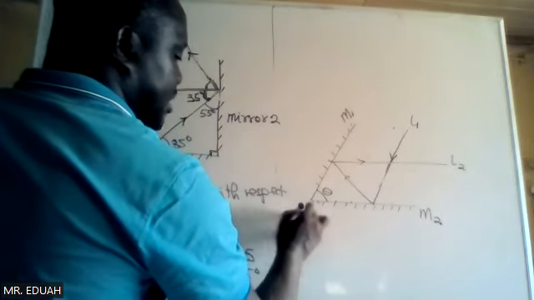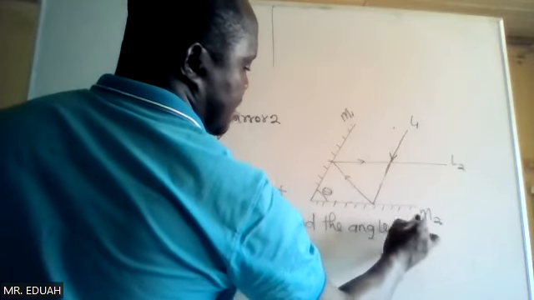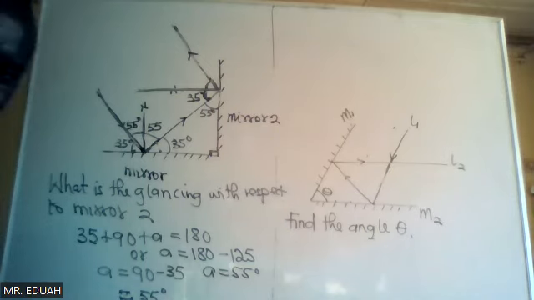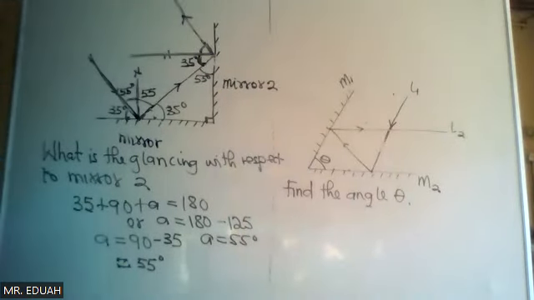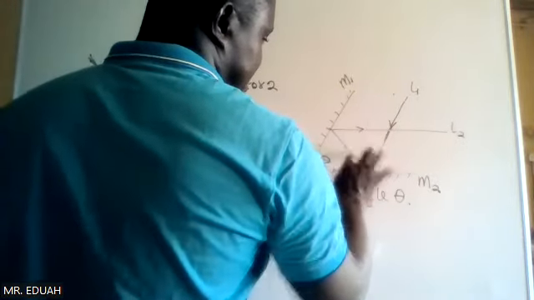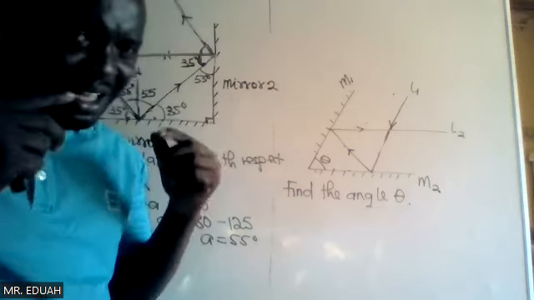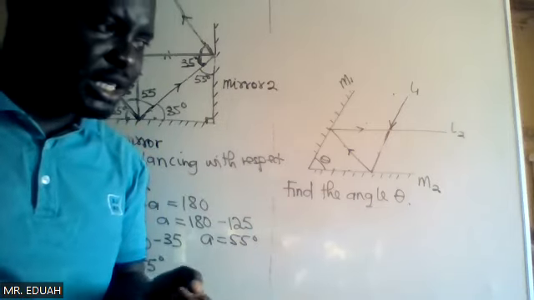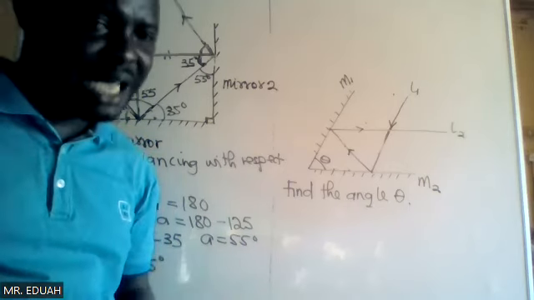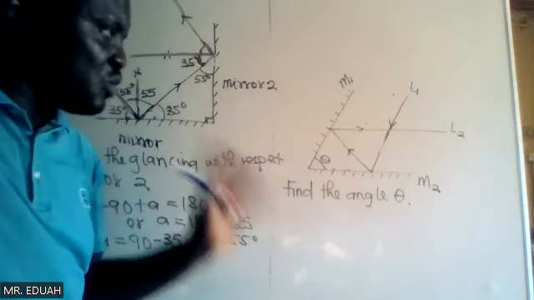Now the question is to find the angle theta. So think through it. Let me give you 5 minutes to think through. I'm not insisting that you solve the question, but think through it for me. If you are able to solve it within the given time frame, fine; if not, we'll discuss it. So 5 minutes, think through, compare it with the first question we just solved. Let's see what you can do. All right?